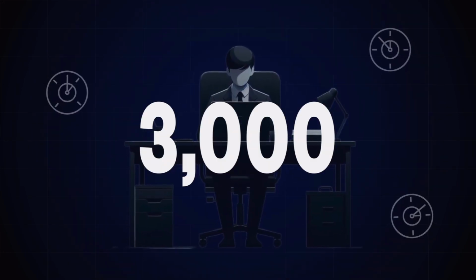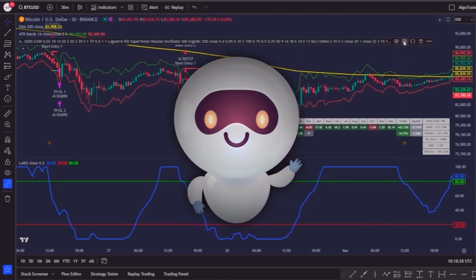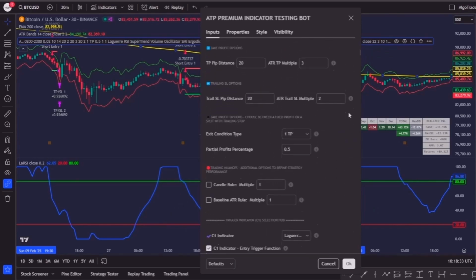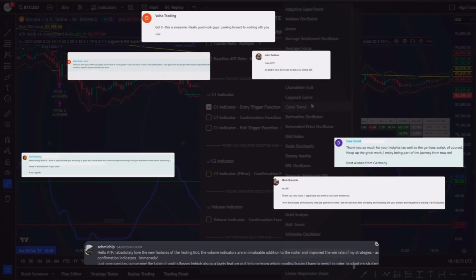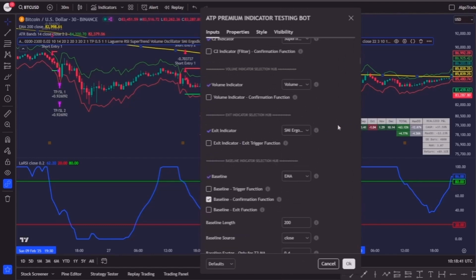Manually backtesting thousands of trades takes too long, and so, to streamline the process, I will use my indicators testing bot, which automates the backtesting process, saving hours of work. With over 200 active users, this bot has consistently helped traders refine their strategies efficiently.